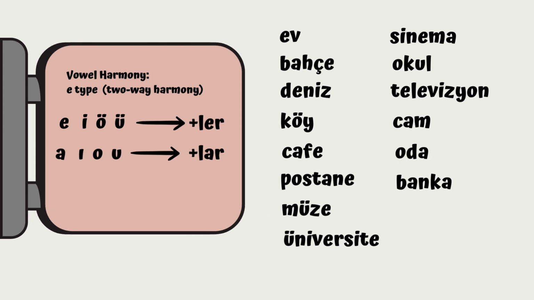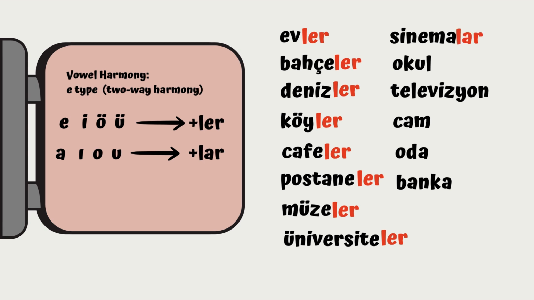So let's take a look at these examples. We're gonna make them plural. Evler, bahçeler, denizler, köyler, kafeler, postaneler, müzeler, üniversiteler. However, the second group is going to take lar because the final vowel is one of a, ı, o or u. So sinemalar, okullar, televizyonlar, camlar, odalar, bankalar.